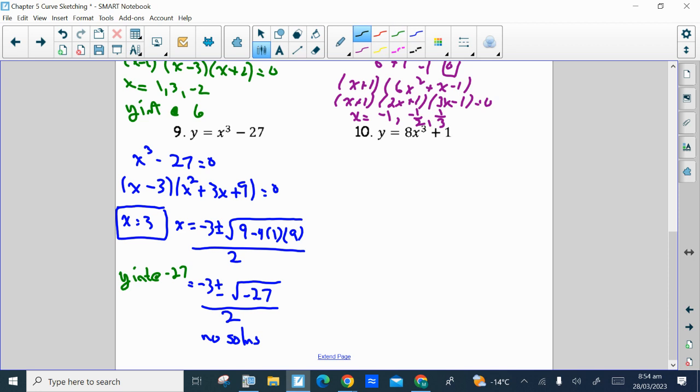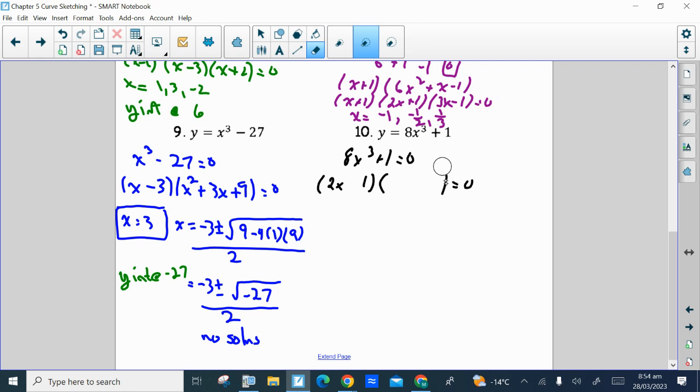Number 10 is a sum of cubes. If we want to know where 8x cubed plus 1 equals 0, we can factor that as a sum of cubes. The cube root of 8x cubed is 2x. The cube root of 1 is 1. To get those other terms, square the 2x, which is 4x squared, multiply the two terms together, square the 1. And the sign pattern for sum of cubes is plus, minus, plus.